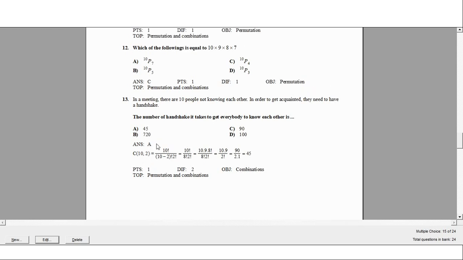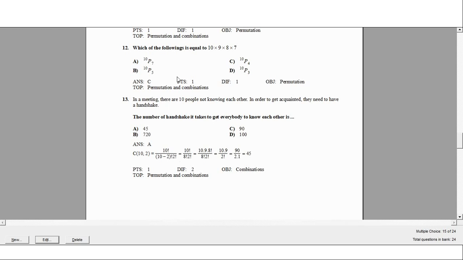Look at the difference between permutation and combination. Permutation should be choosing and arranging or ordering, but combination is just choosing. So here handshaking is combination because it's only choosing, not arranging. So this one is choosing 2 out of 10 using combination. The formula will be like this: 10 factorial over (10 minus 2) factorial, times 2 factorial.